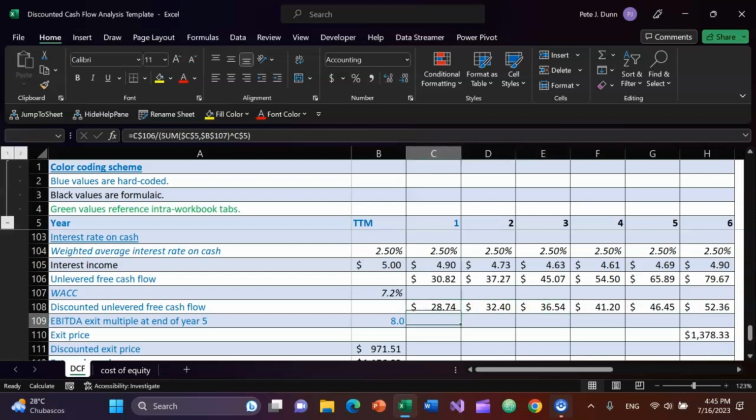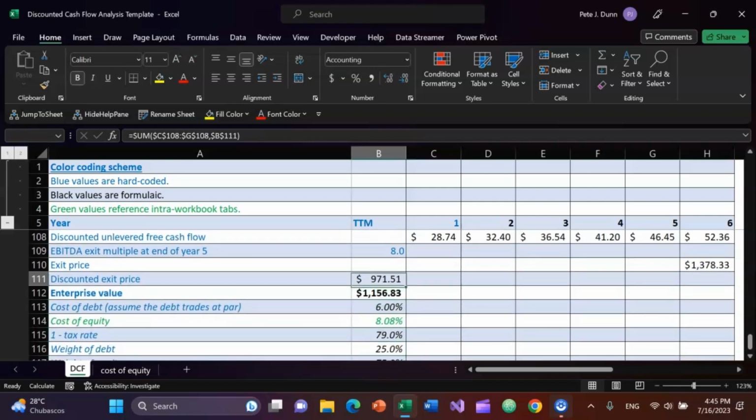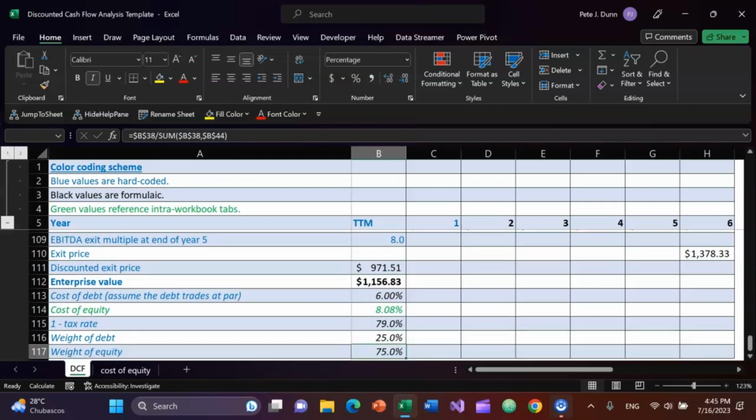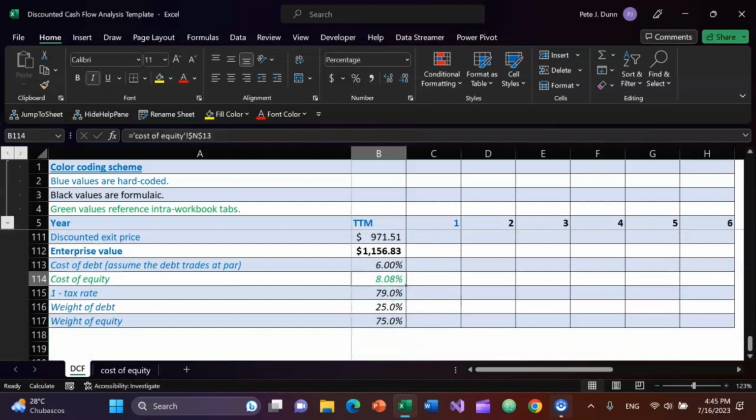Then I have the discounted unlevered free cash flow. I assume an exit EBITDA multiple, forward 12-month EBITDA, which is in year 6, exit at the end of year 5 for 8 times EBITDA. I have the exit price, I discount that, and I add up the discounted unlevered free cash flows to get to the enterprise value. You can see the cost of debt assumptions here.